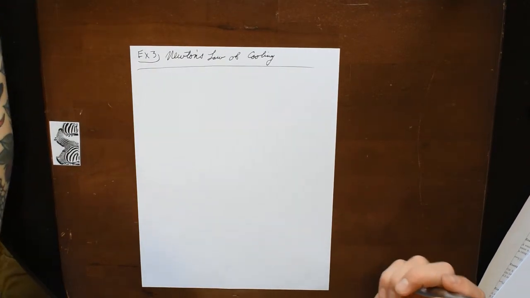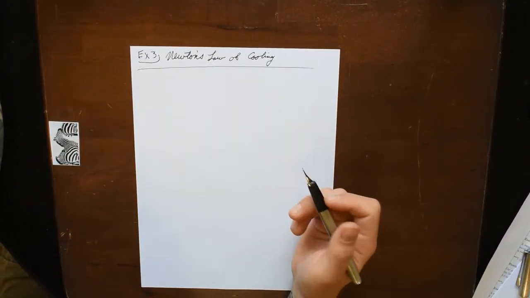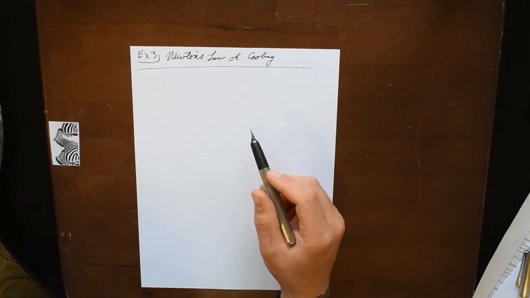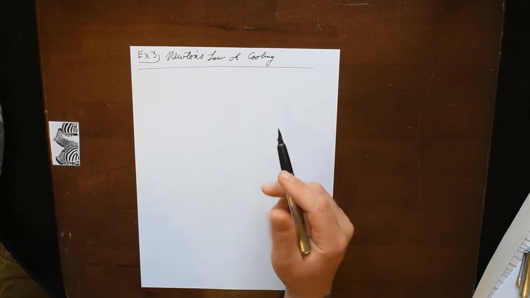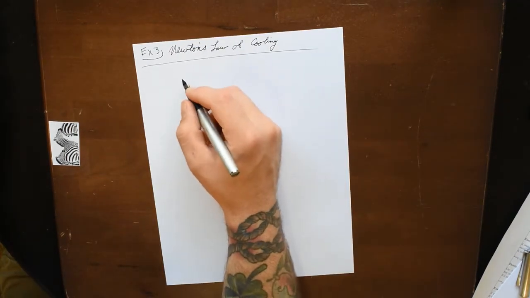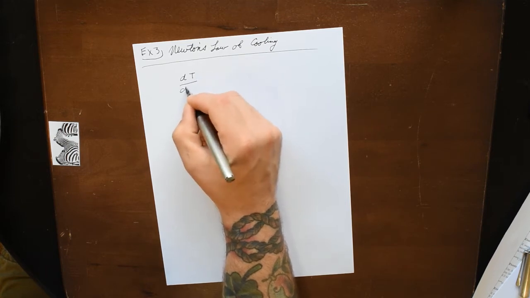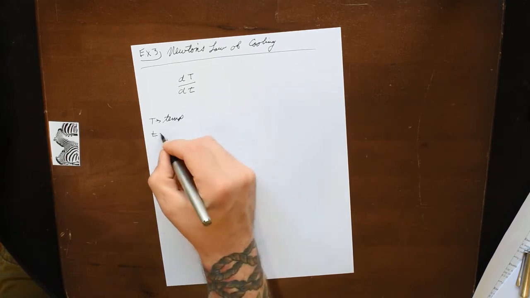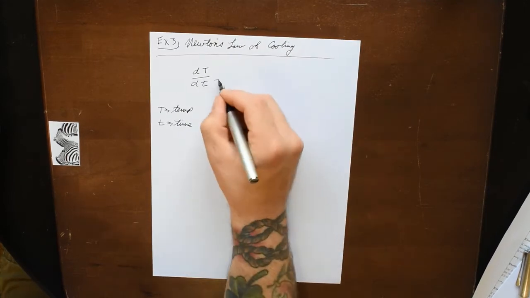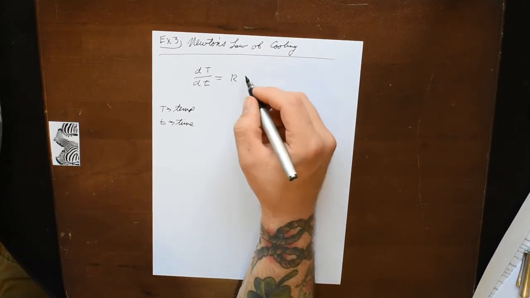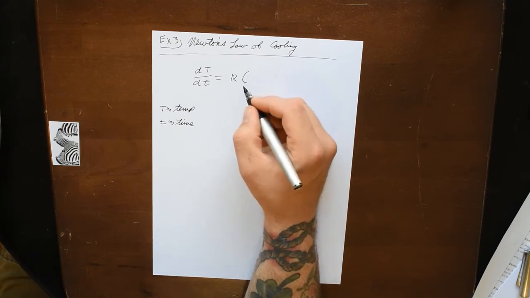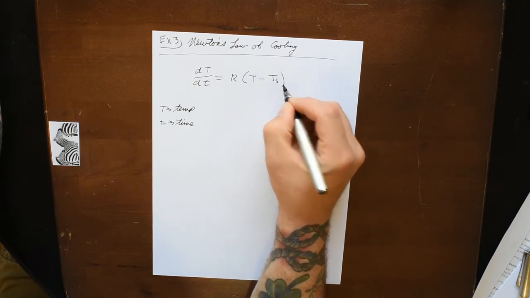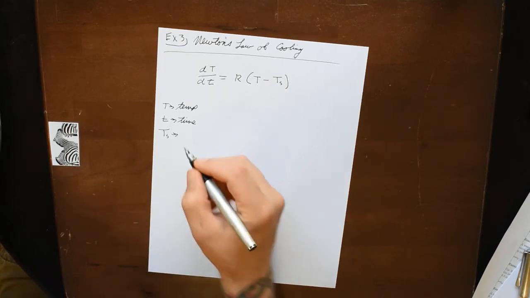Okay, so example 3 is Newton's law of cooling. Newton's law of cooling states that the rate of cooling of an object is proportional to the temperature difference between the object and its surroundings, provided that this difference is not too large. So the rate at which something cools off, the change in temperature with regards to time, where big T is temperature and little t is time, is proportional to the difference between the temperature of the object and its surroundings. So we'll have this constant times T, the temperature of the object, minus T sub S, the temperature of its surroundings, which is the ambient temperature.